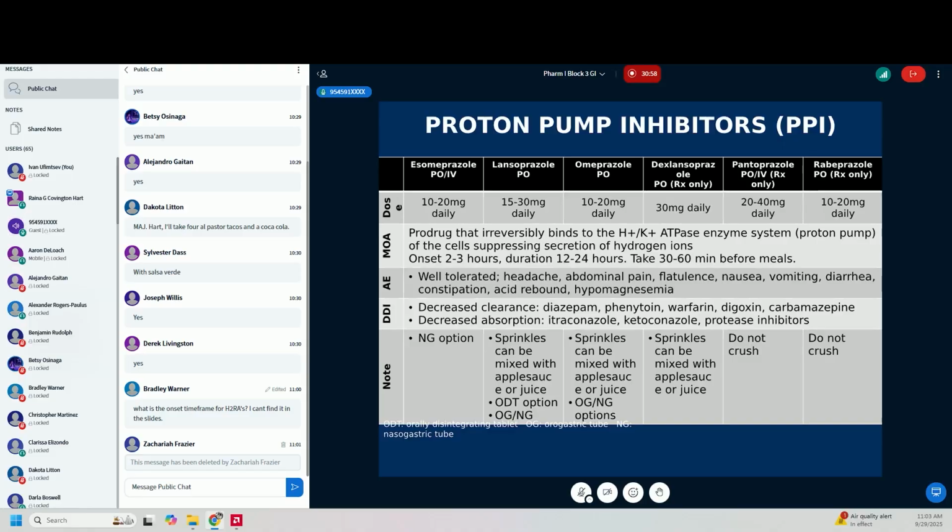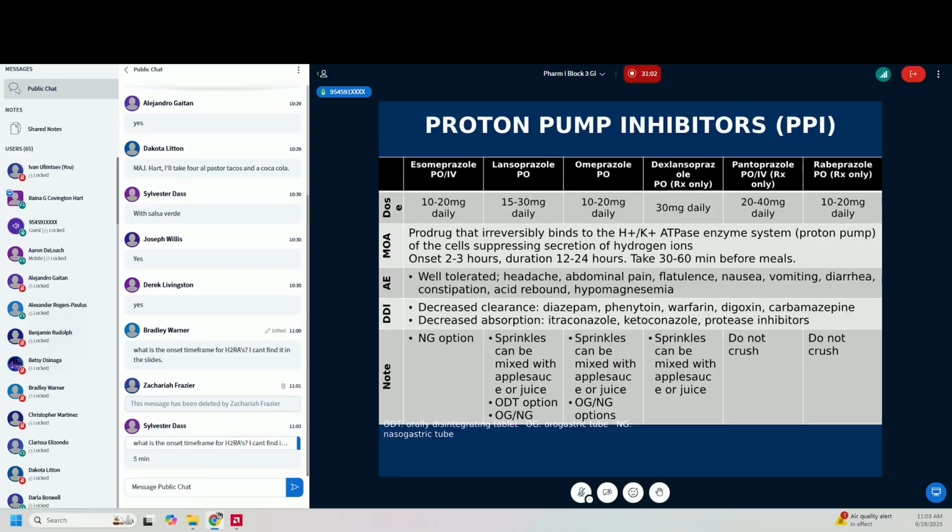Well tolerated. The only thing that I was telling you that was kind of weird here was that rebound, hypomagnesemia. Drug-to-drug interactions: you see everything that has decreased clearance. So that means that it's going to build up in my body more, versus my decreased absorption, meaning that it's not going to work as well.